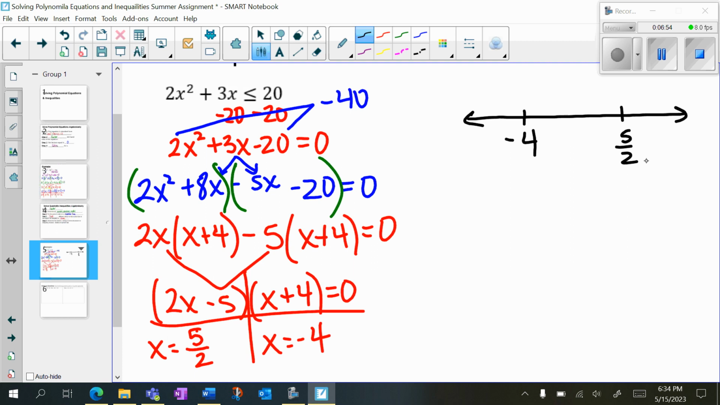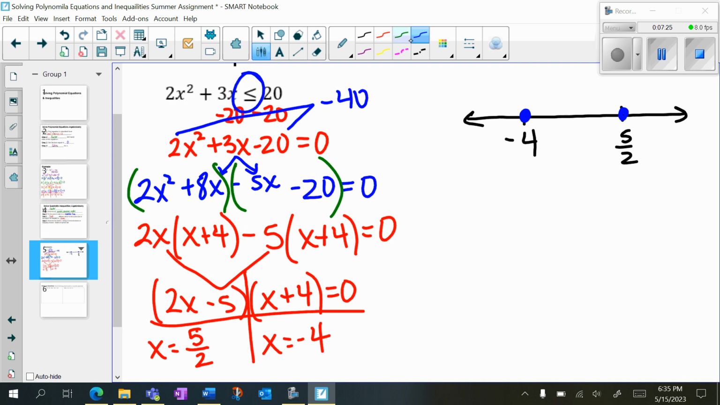Now, because I'm going to get a solution set here, I need to test my values. I have to see where I'm going to shade. I'm going to shade inside or outside. Now, because I have a less than or equal to, I'm going to have closed circles at negative 4 and 5 halves because both of those solutions are included. Now I have to determine whether I'm going to be shading in between the negative 4 and the 5 halves or outside the negative 4 and the 5 halves.